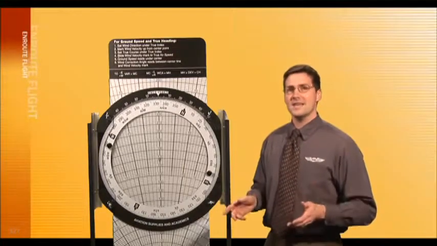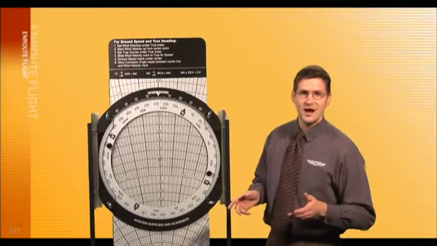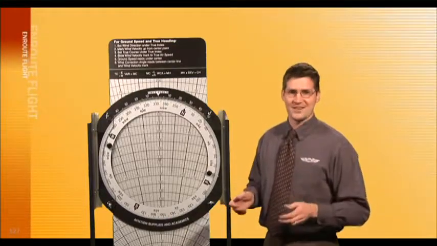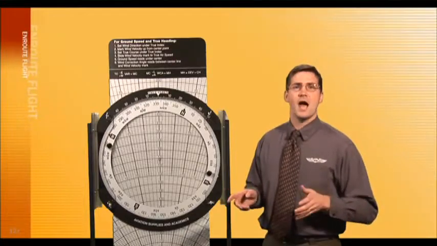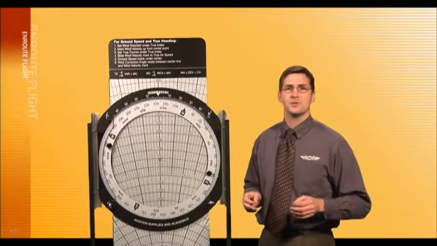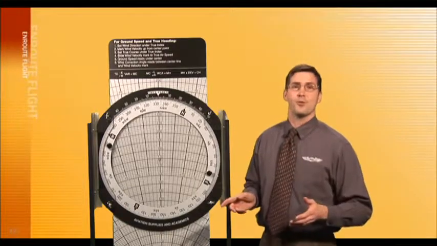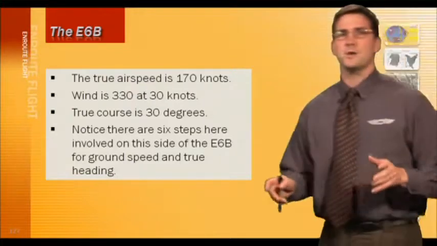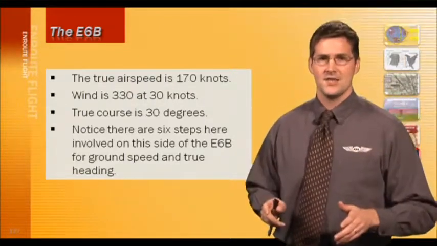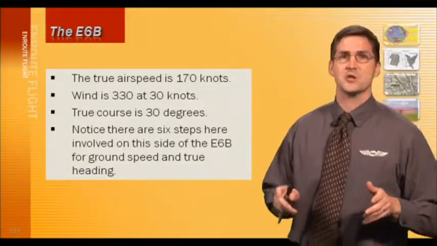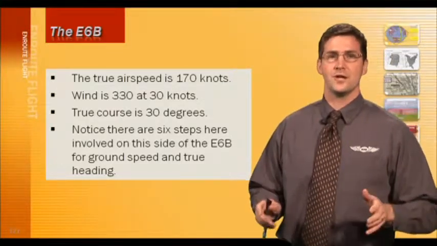You're going to be writing on the E6B flight computer throughout your entire career in aviation. You're going to keep this instrument around for a long, long time. So make sure you use a dry erasable marker or a number 2 pencil when you mark on the E6B flight computer. Here's the example for our problem. The true airspeed is going to be 170 knots. The wind will be 330 degrees at 39 knots, and true course is going to be 30 degrees.